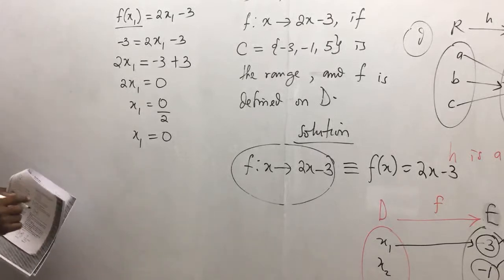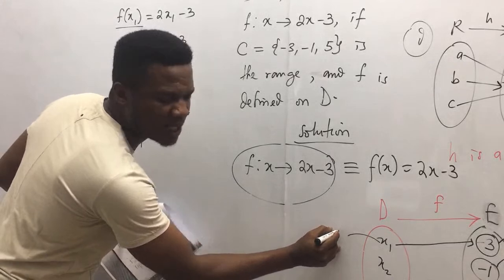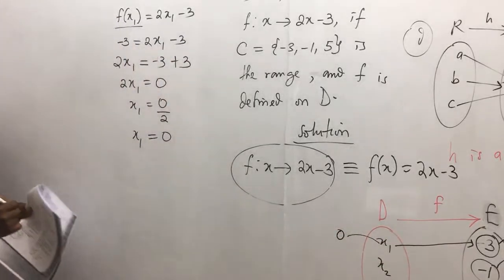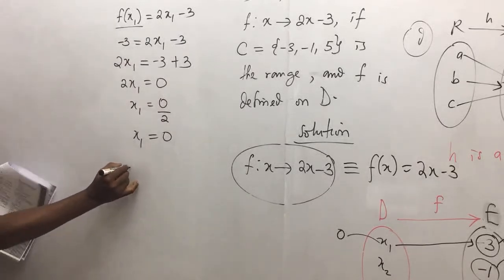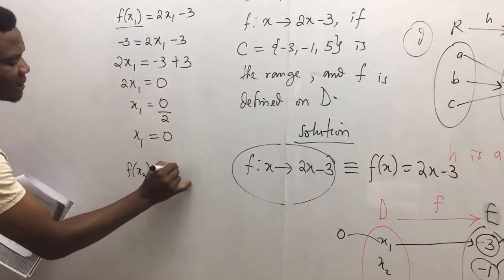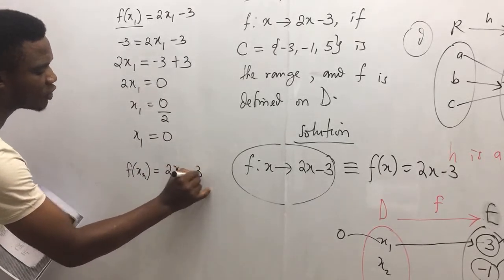Now, what have we done? We have now known that in the domain there is an element x1 that gave rise to f of x1, and that element is 0. You will now go over to f of x2. F of x2 would establish the relationship 2x2 minus 3.